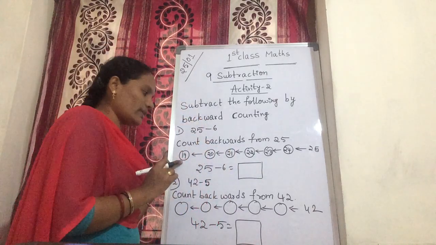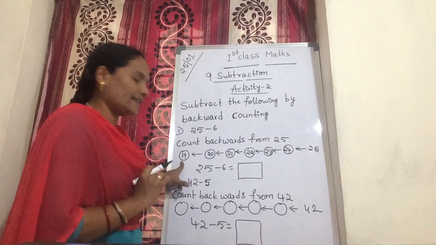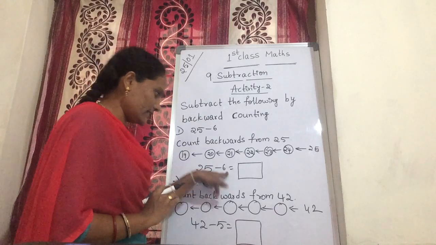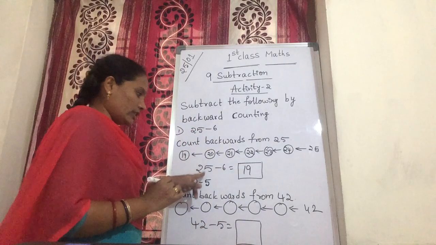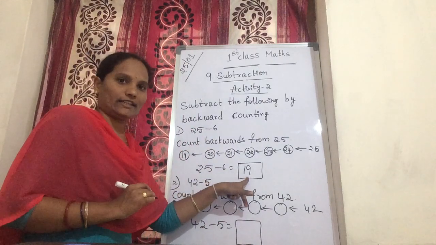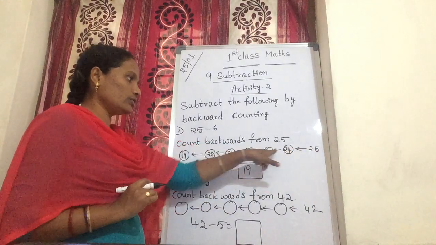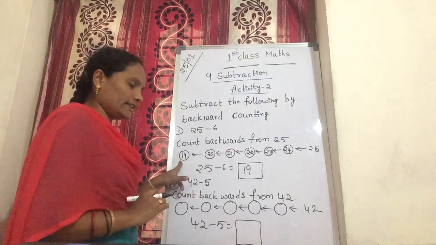You get how much, Amma? 19. So what is your answer? 19 is your answer, Amma. Means 25 minus 6 you get 19. In backward counting, 25 minus 6 you get 19. 25, 24, 23, 22, 21, 20 and 19.